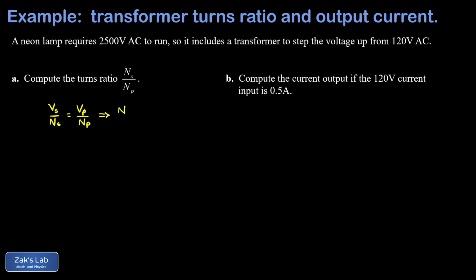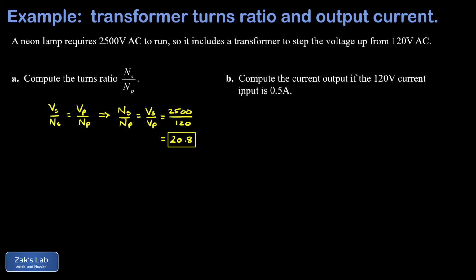And I'll go ahead and write that on the left, NS over NP. At the same time, we're dividing by VP on both sides, so we end up with VS over VP. And our output voltage is 2500, our input voltage is 120, and we arrive at a turns ratio of about 20.8. So we don't know how many turns are in the primary and the secondary, we just know there's about 21 times as many turns in the secondary coil.